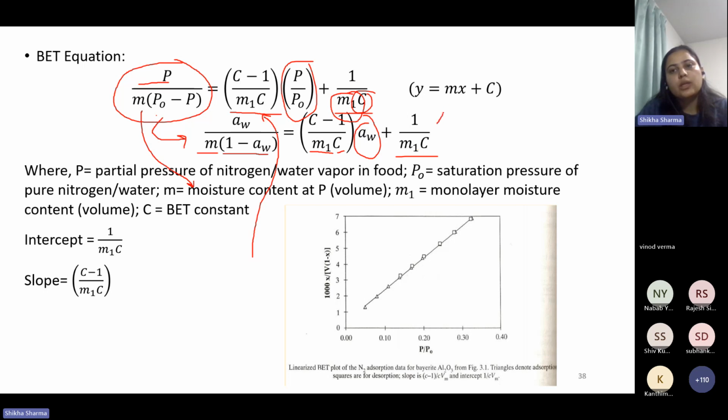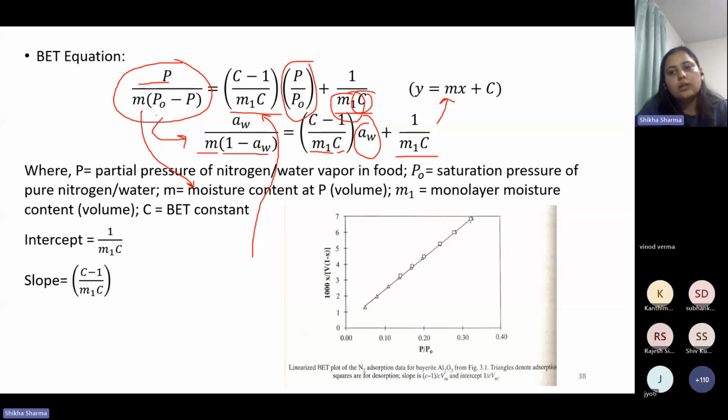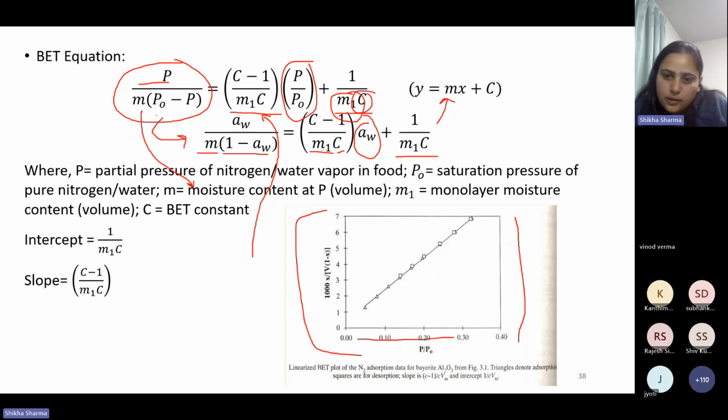Since this equation looks like a linear equation, y equals mx plus c, right? And when we get the information from this equipment, or the machine, we get one of the curves like this, which we can see on the right side bottom. On the x-axis, it's P by P naught, which is water activity, on the right hand side.